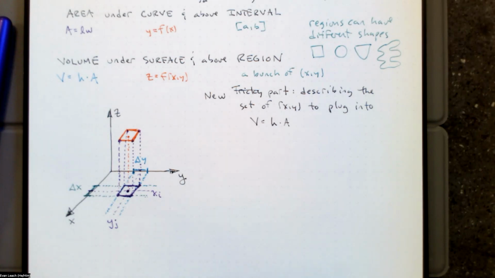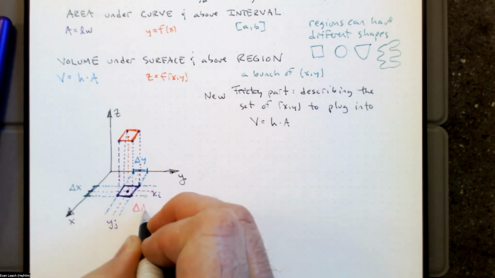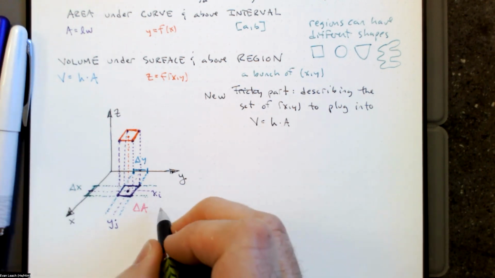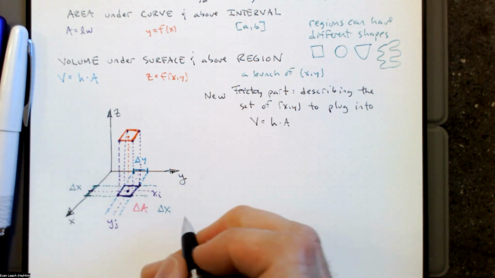Now we're going to calculate the volume of this rectangular solid in the normal way. Take that little area, and we'll call that delta A. There's some small change in area, which is just length times width, delta x times delta y.